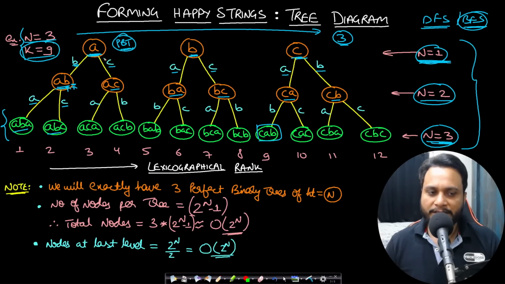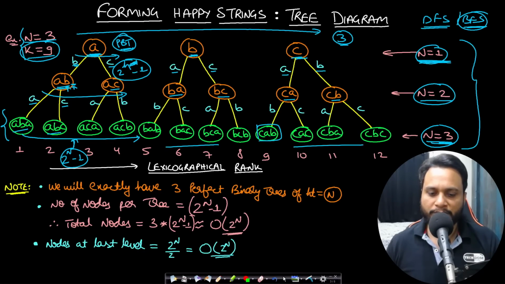A perfect binary tree is a tree where all the levels are completely full, and you know that in a perfect binary tree of height h, the total number of nodes is 2 to the power h minus 1. Okay, 2 to the power h minus 1. So this will be the total number of nodes. Therefore, in the first tree, the total number of nodes will be 2 to the power n minus 1. Same goes for the second tree, same goes for the third tree. Therefore, the total nodes here will be 3 times 2 to the power n minus 1, which you can say is order of 2 to the power n. Now, another property of a perfect binary tree is that at the last level, you will have one node extra than all the internal nodes.